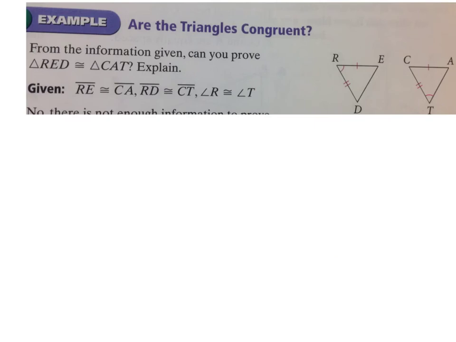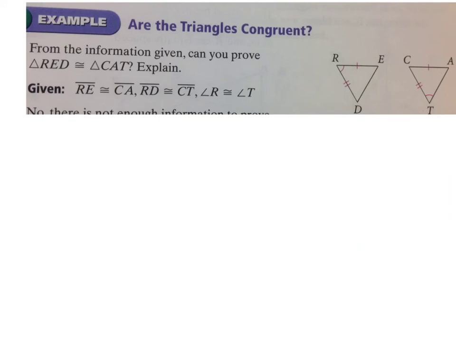Now let's look at example 3 and see if we can prove these two triangles congruent. Well, we know that segment RE is congruent to segment CA. They both have one tick mark on them. That's given. And segment RD is congruent to segment CT. They both have two tick marks. And we know that angle R is congruent to angle T. Can we prove these two triangles congruent? The answer is no, we cannot.